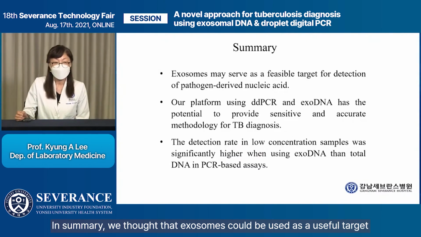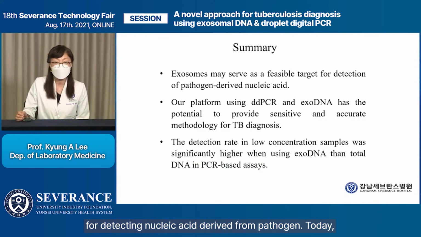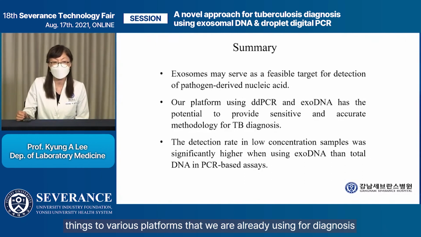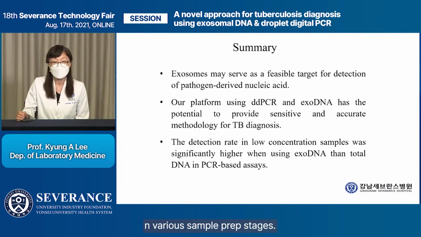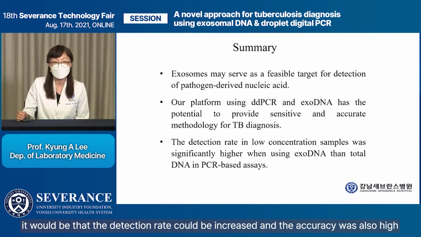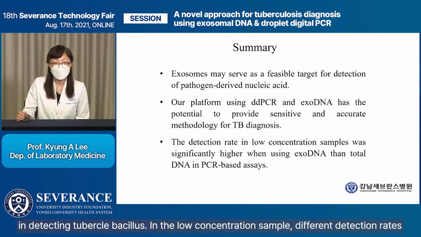In summary, we thought that exosomes could be used as a useful target for detecting nucleic acid derived from pathogens. Today, I showed you the results of applying digital PCR, and I think we can apply pre-analytic steps to various platforms that we are already using for diagnosis in various sample prep stages. And with the combination of ddPCR and exosome DNA, the detection rate could be increased and the accuracy was also high in detecting tuberculosis.